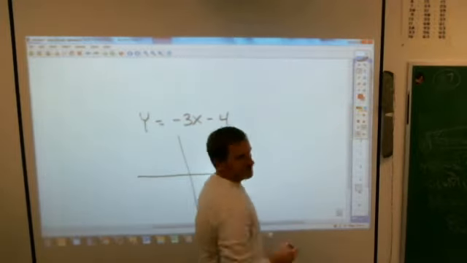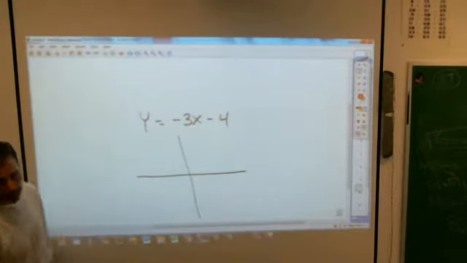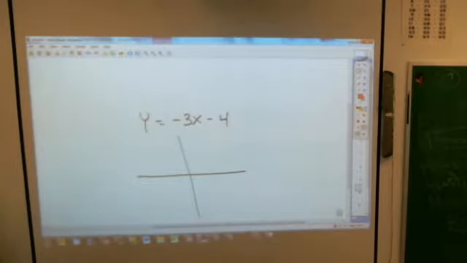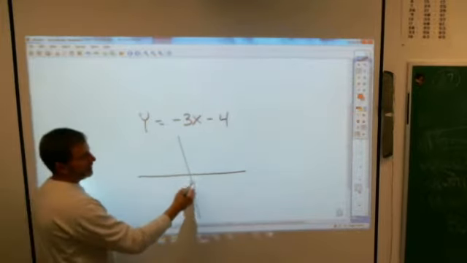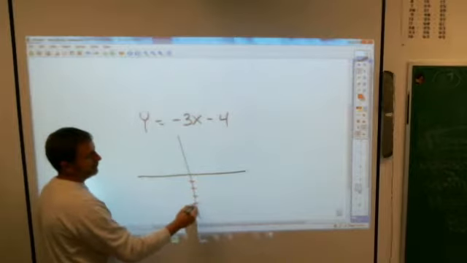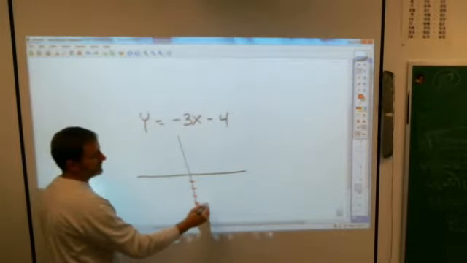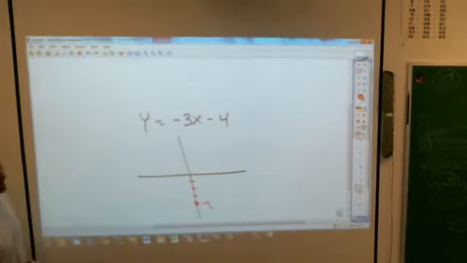What is the first thing I do, Parker? The y, which is what? It's negative 4. Which is where? Four below the origin. Right. I put a point where y is negative 4, where negative 4 is on the y-axis. So I'm halfway done there.